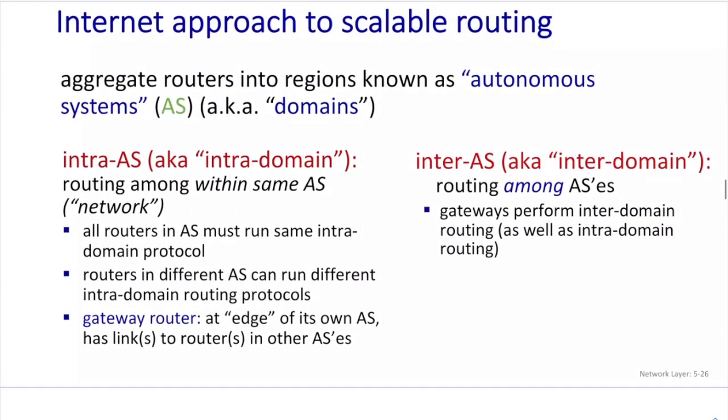So routing within the same AS is called intra-AS. Routing among ASes is called inter-AS. All routers in an AS must run the same intra-domain protocol because most of the intra-AS routers are under the same control. For example, under the computer center in NCCU, they can run the same intra-AS routing protocol to determine how to route packets within an AS. Routers in different ASes can run different intra-domain routing protocols, because how the intra-AS protocol is used depends on each AS's administration. And on the right-hand side, the gateway performs inter-domain routing.